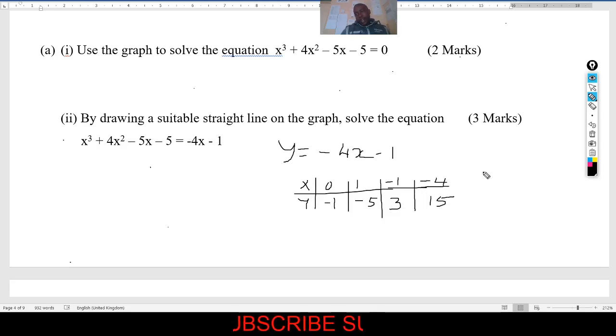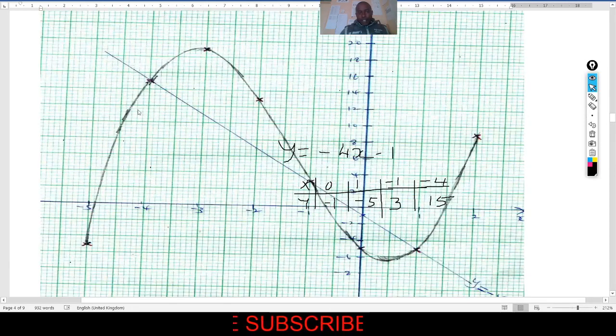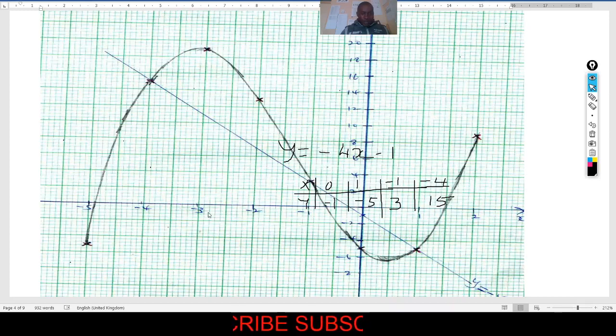So I can use the same values and now plot the line. Like I said, -4 is 15. Then -1 is 3. Then 1 is -5. And 0 is -1. Now you have plotted these points. These are the points. You draw a straight line.